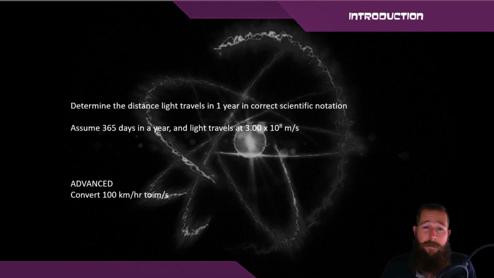So this question will take a little bit of work, but I'd like you to determine the distance in meters that light travels in 1 year and use scientific notation as your final answer. And if you want an extra challenge, convert 100 kilometers an hour to meters per second. And when doing this, see if you can not only use the numbers, but the units that are involved in each of the conversions. So for example, there'll be 365 days in 1 year. So with the units there, that's 365 days over 1 year.